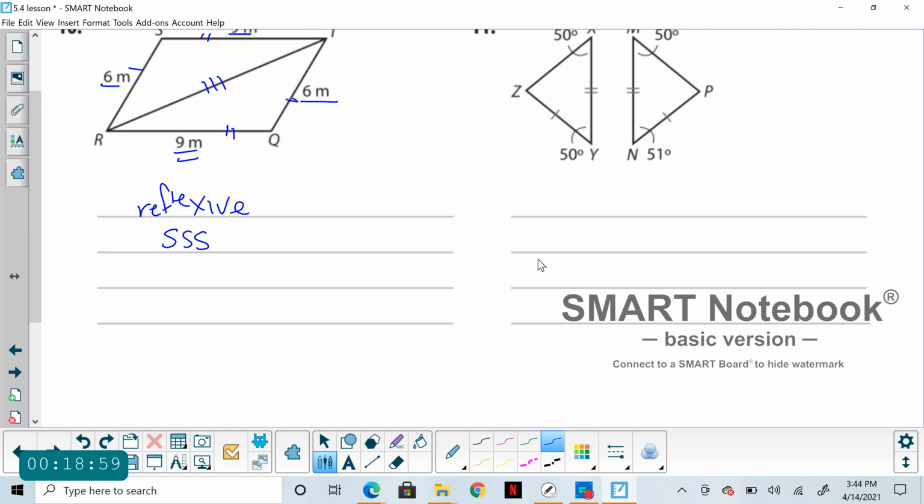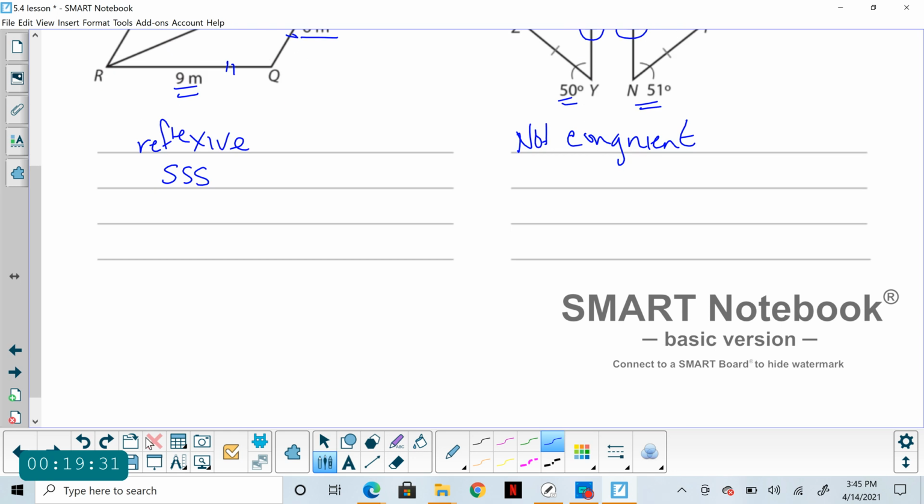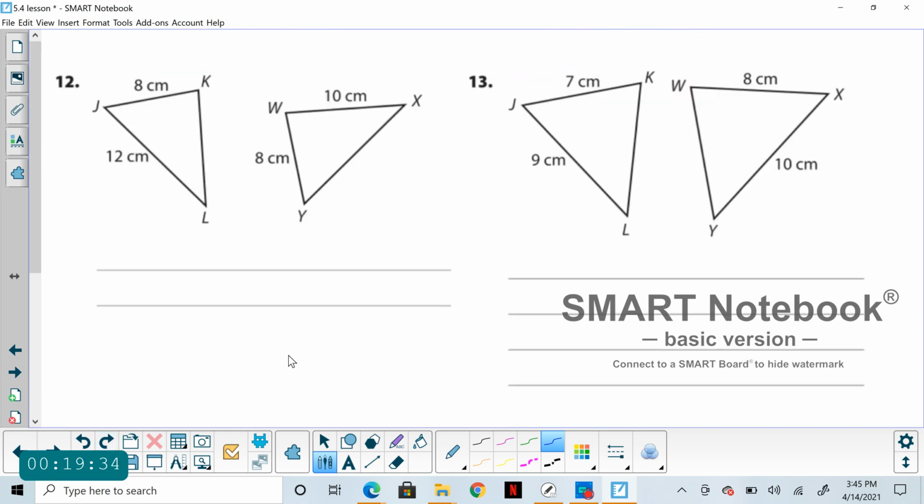Number 11. So we have this angle congruent to this angle, and we have this side congruent to this side. But look down here. This angle is 50 and this one is 51. So these are not congruent. How about number 12? What do you think?